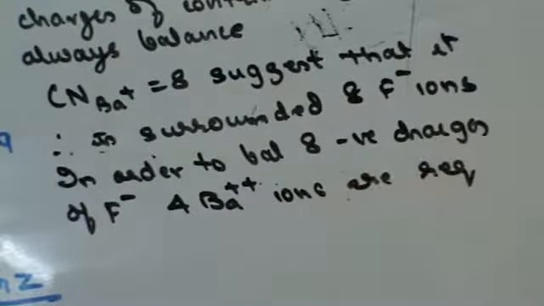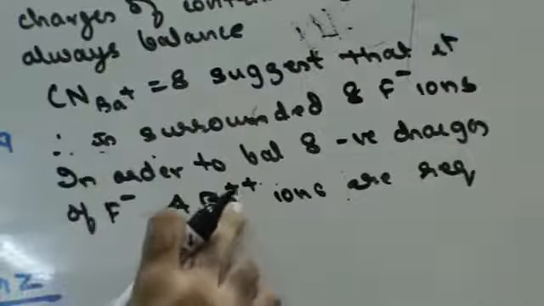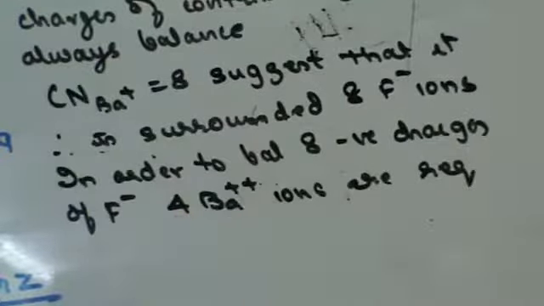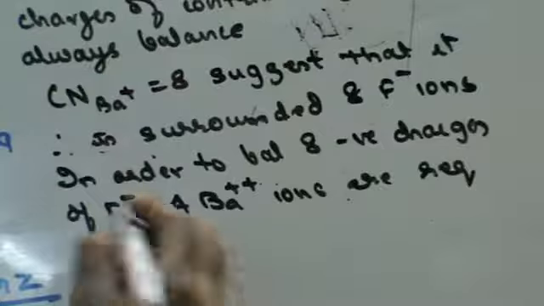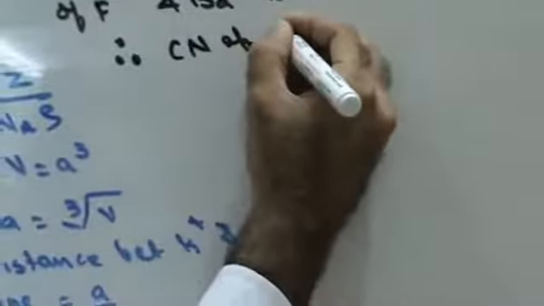Question: so why are 4 bariums required? Because fluorine carries a unit negative charge, whereas barium carries a positive charge of +2. Now, if I have 8 fluoride ions, the charge will be -8 on fluorine. Barium has a charge of +2. If there are 4 barium ions, 4 into 2, that means 8. Therefore, the coordination number of fluorine is going to be 4. To balance 8 negative charges, I require 4 barium ions.